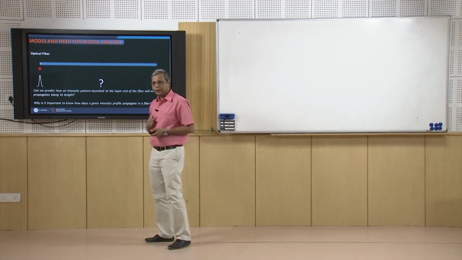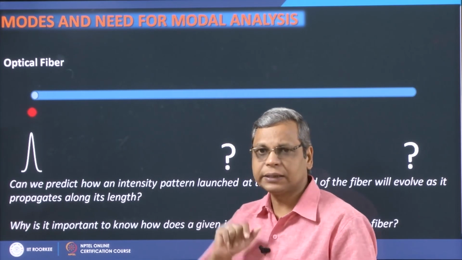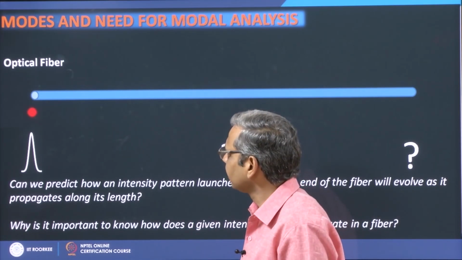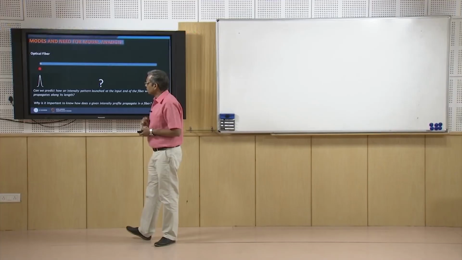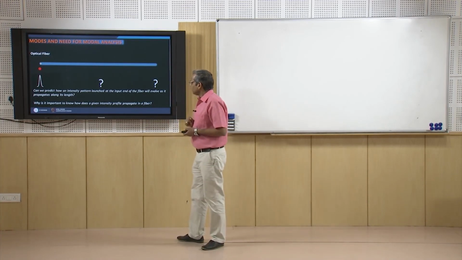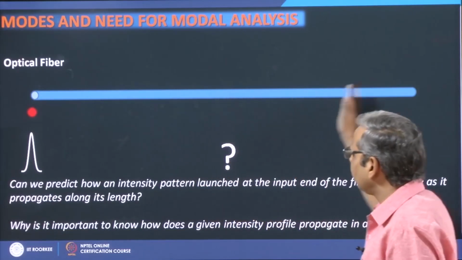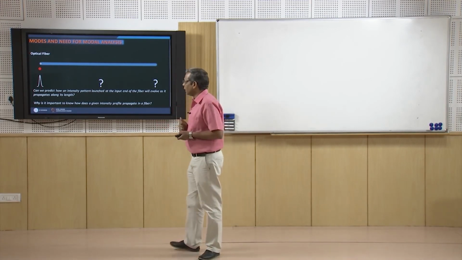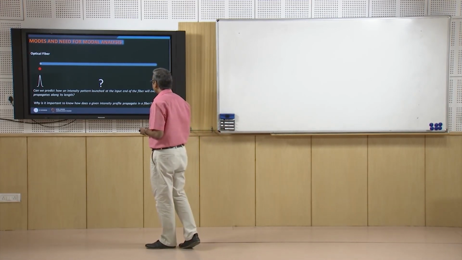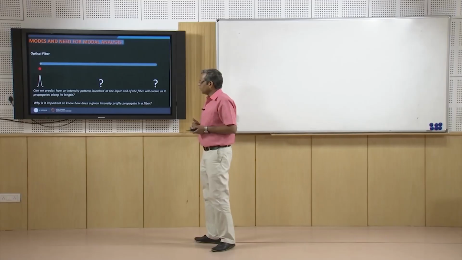But if I have in the same way an optical fiber and I launch that laser beam which is not optimized perhaps for this fiber, I just take any laser beam or any intensity pattern and I launch it into this input end of the fiber, then can I predict how this intensity pattern would change as it goes along the fiber, or would it change at all or not? How would this propagate? How would this intensity pattern evolve as it goes along the length of the fiber?